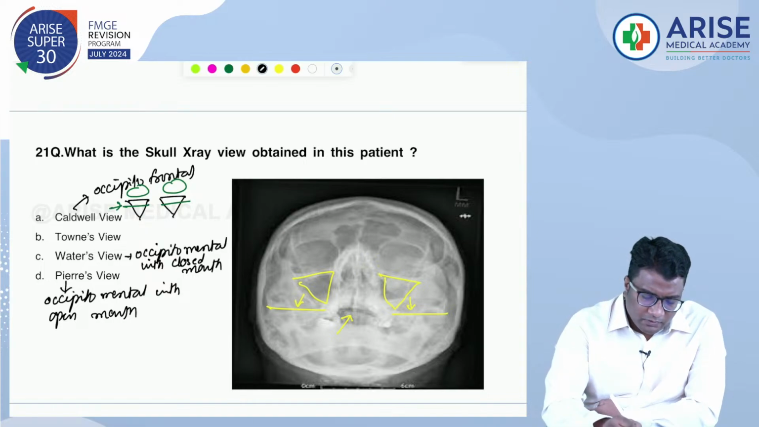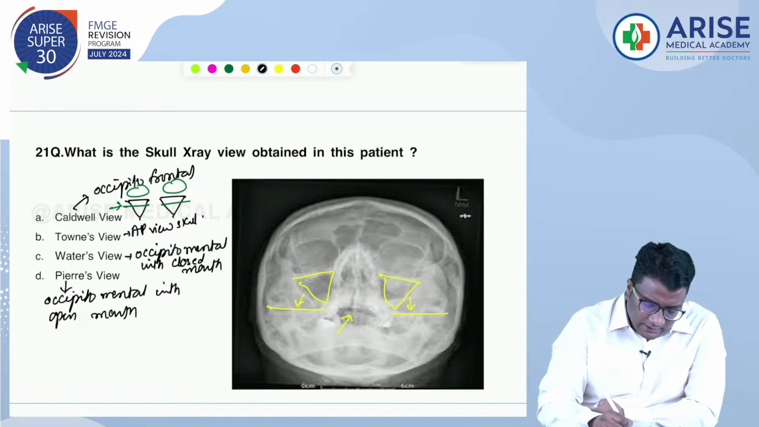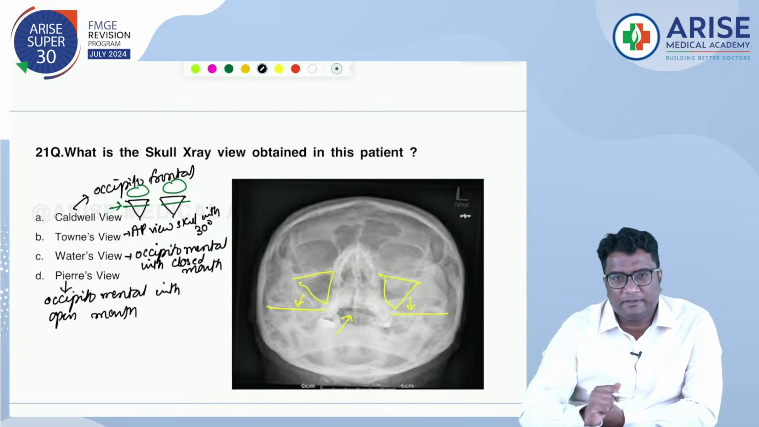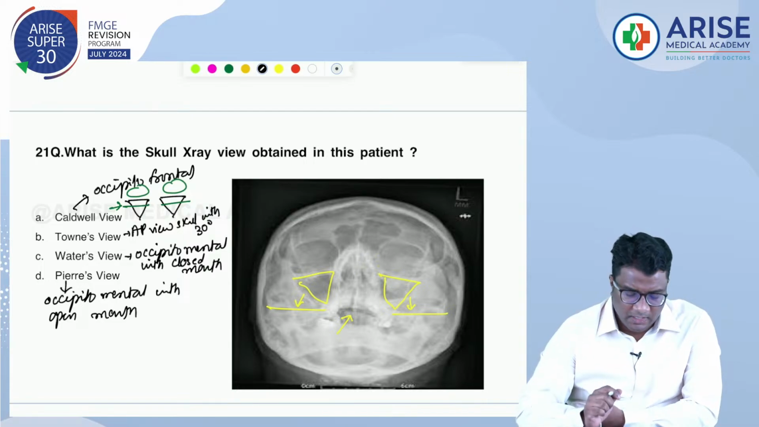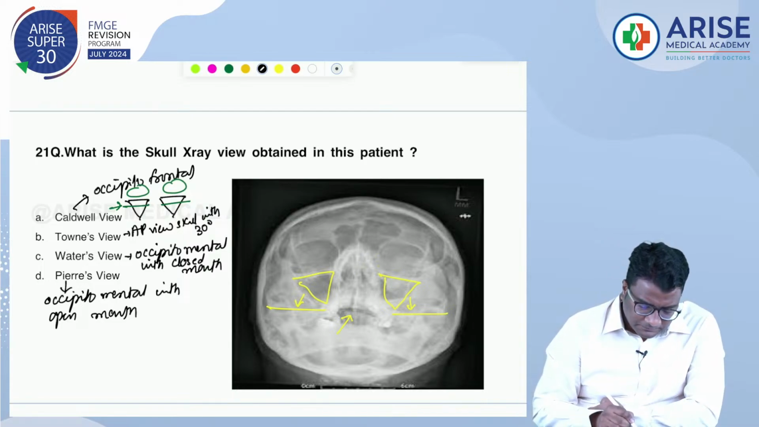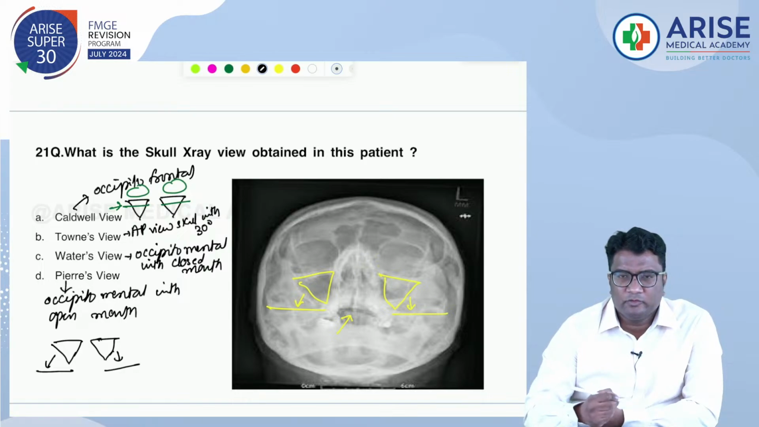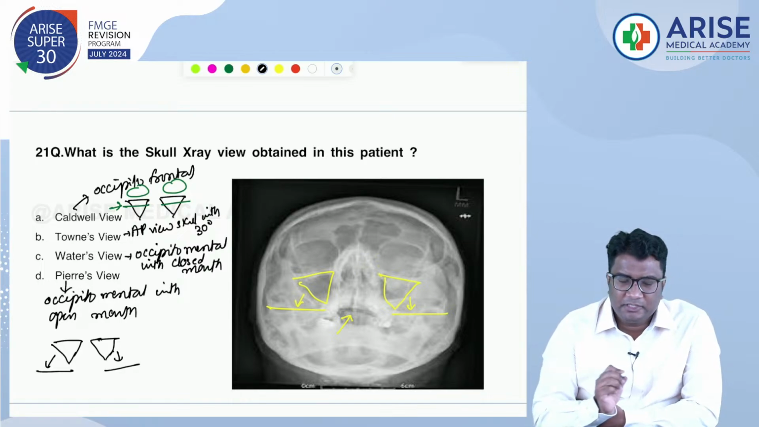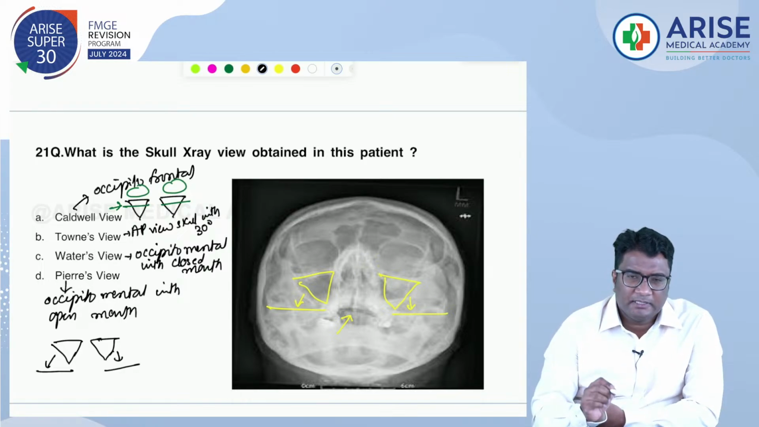In Towne's view, you have an AP view of the skull with 30-degree angulation. Right? So anterior-posterior view of the skull with 30-degree angle is called Towne's view. So if you see the maxillary antrum and the petrous ridge is below the maxillary antrum, this is occipitomental view, the Waters view. If the petrous ridge is overlapping the maxillary antrum, that is OF view.